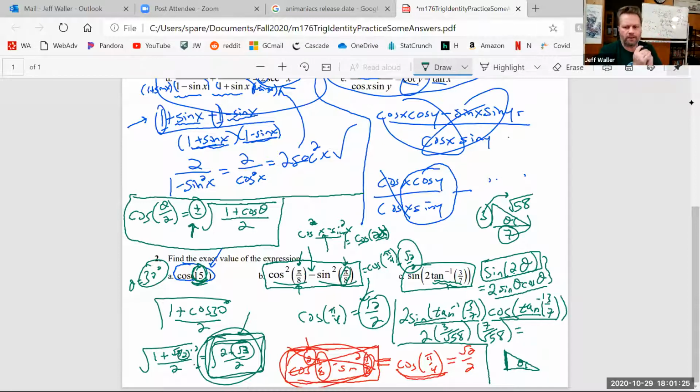Let me stop for a minute. So what this problem is, it's putting together an identity together with dealing with inverse trig. That's what this problem is doing. So we have to be able to do this kind of problem by itself, and this problem has 2 of those things in it. And they both use the same triangle.